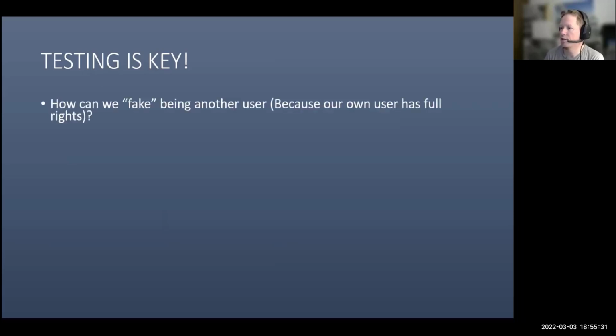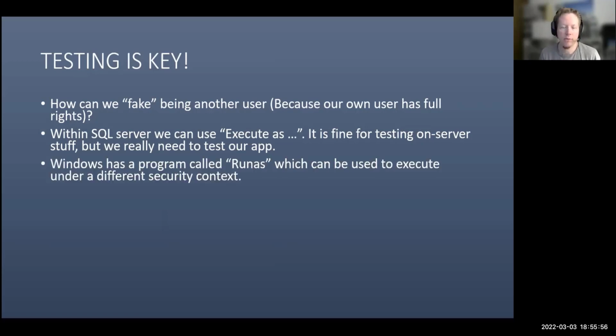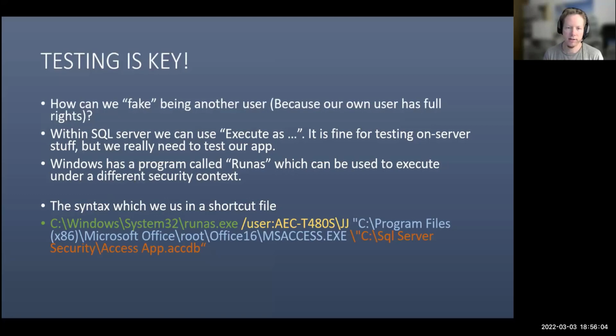But how can we fake being another user? Because we are often developers and we have the full access rights. I'm a member of the DB owner group when I do my development, which means I have full permissions on everything, which makes it difficult to test. So within SQL Server, we have the execute as, but Windows has a program called run as, which can be used to execute under different security context. And the syntax, I just create a shortcut file on my desktop and use this syntax.